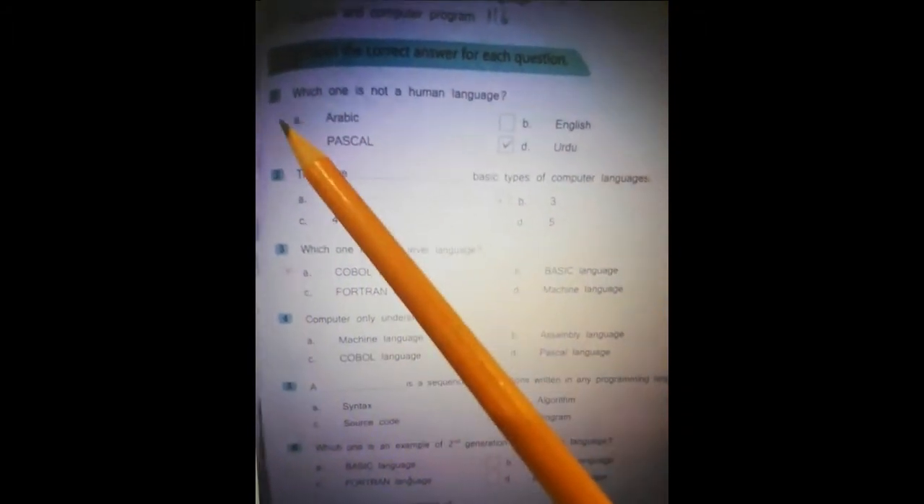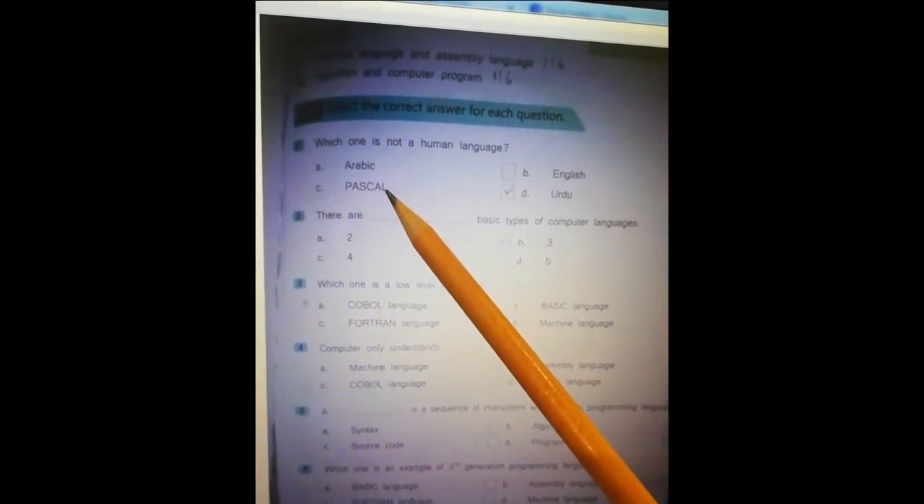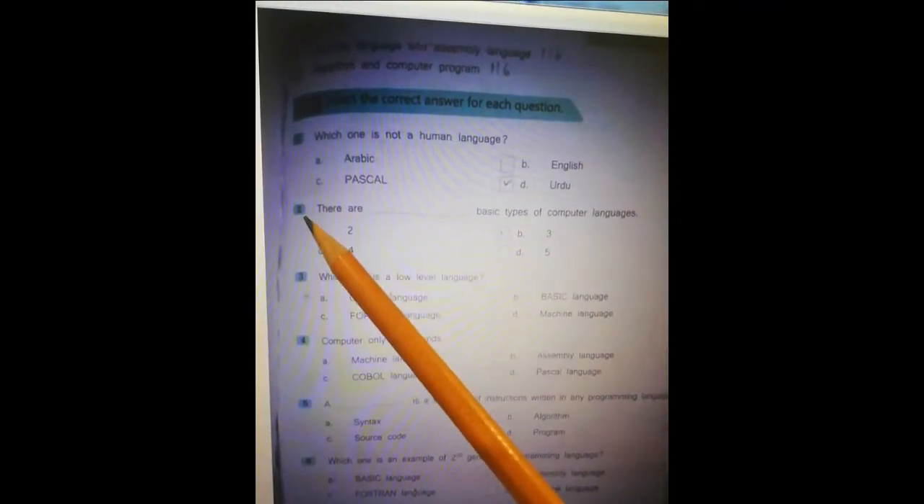Now come to the page 1, 2, 3, exercise D. Select the correct answer for each question. Number 1, which one is not a human language? Arabic, English, Pascal, Urdu. Arabic, English and Urdu, these are understood by the human, but Pascal is not. So, Pascal is the right option. It's not understood by a human language.